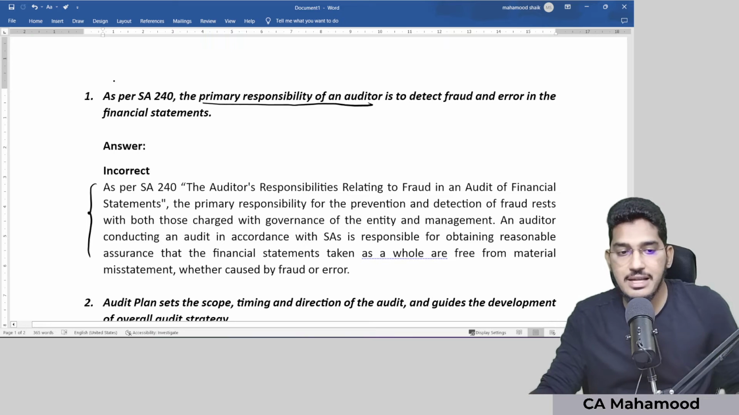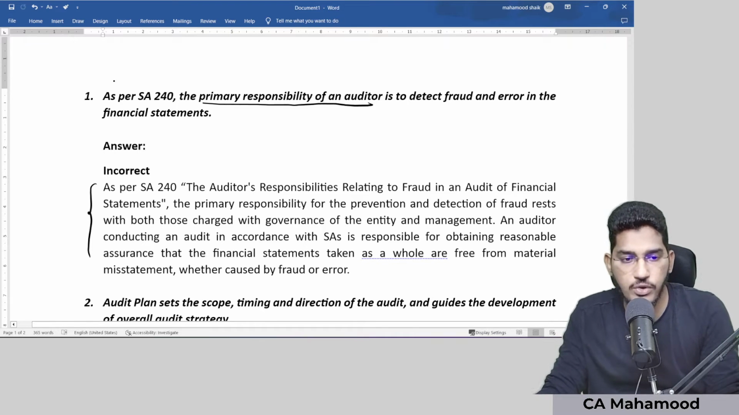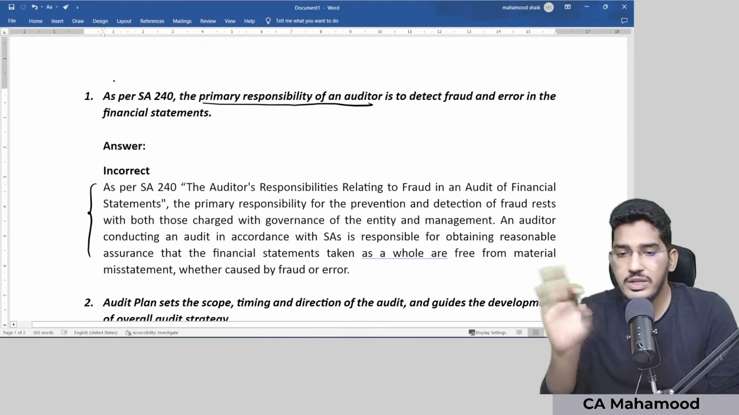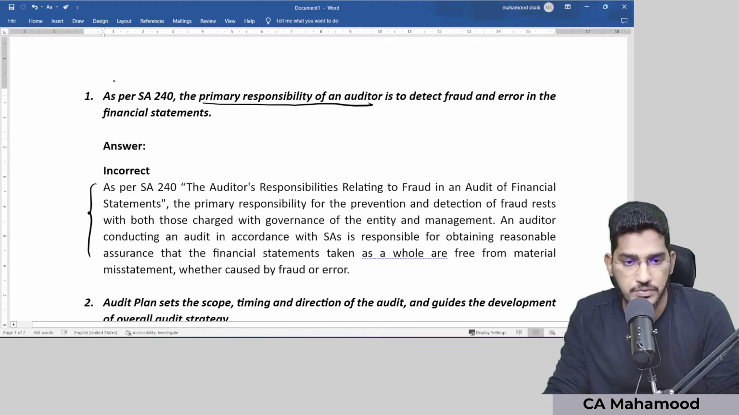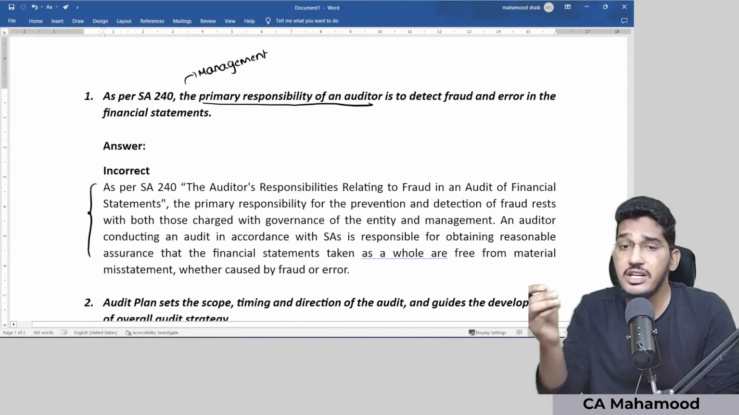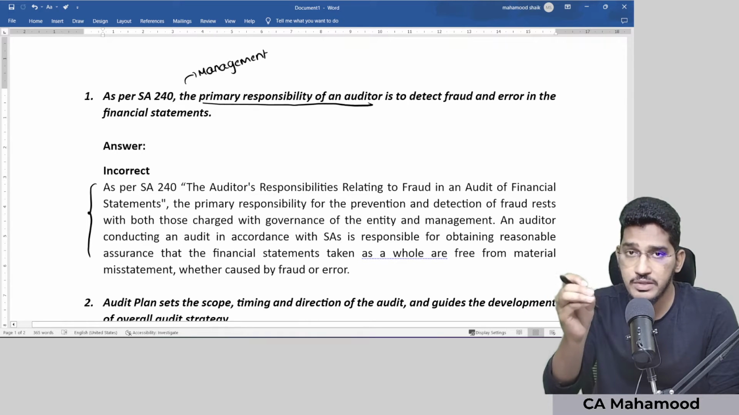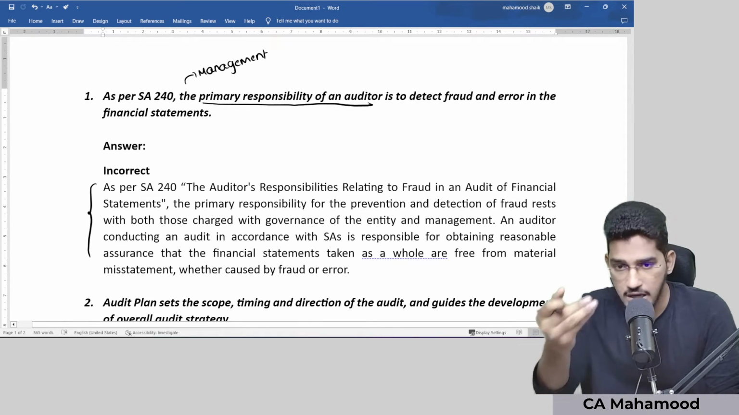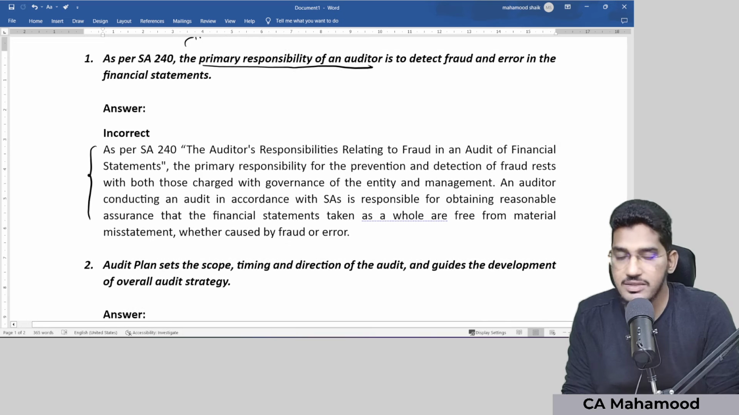If you take this example, we know that the given statement is false. As per SA 240, the primary responsibility of the auditor is not to detect the frauds and errors in the financial statements. We know that it is the responsibility of management. SA 240 says that the primary responsibility for prevention and detection of frauds and errors is of the management, not the auditor. So if you have a look at the answer, this is how the answer is presented.